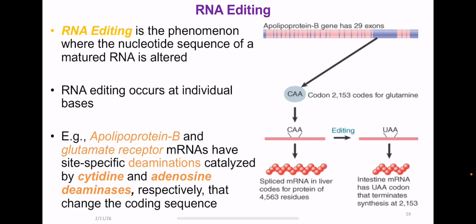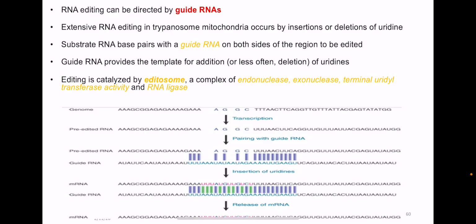Another topic is RNA editing. RNA editing is a phenomenon where the nucleotide sequence of a mature RNA is altered. You are just editing something. Whether you are adding, deleting, or substituting, whatever you do to change the original sequence of an RNA is called RNA editing. So RNA editing occurs at individual bases. We are looking at the molecular, nucleotide level, making changes to the bases themselves, not removing chunks of genes. This is an example.